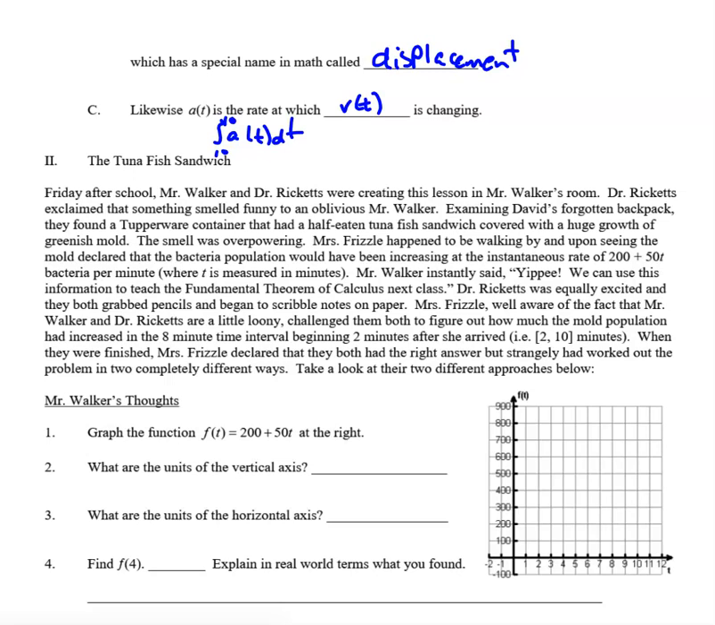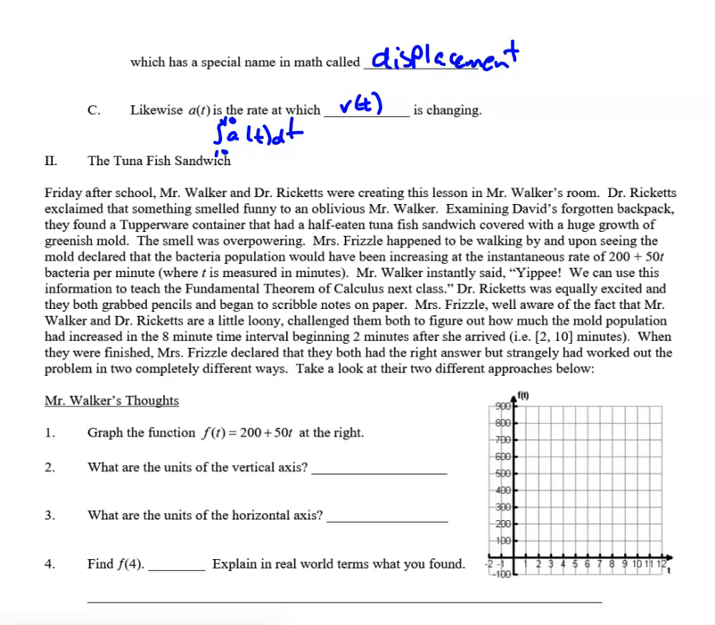Mrs. Frizzle happened to be walking by, and upon seeing the mold, and by the way, I don't know who Mrs. Frizzle is either, just go with it. The bacteria population would have been increasing at an instantaneous rate of 200 plus 50t bacteria per minute, where time is measured in minutes. Mr. Walker instantly said, "Yippee! We can use this information to teach the fundamental theorem of calculus next class."